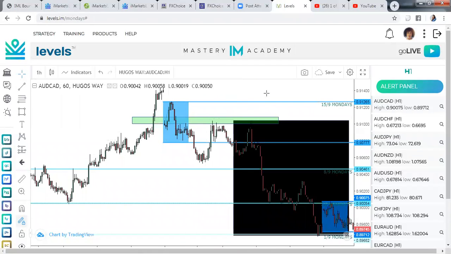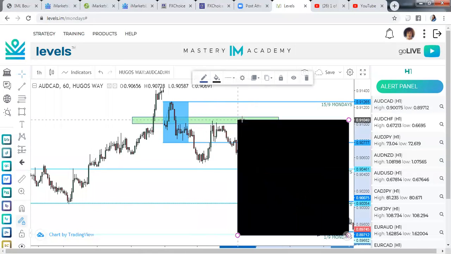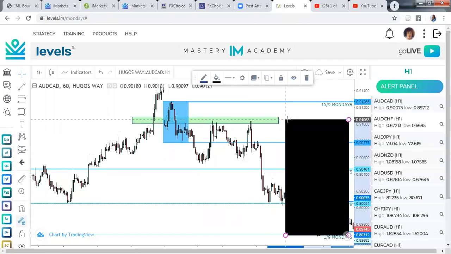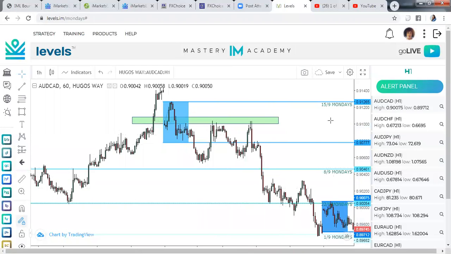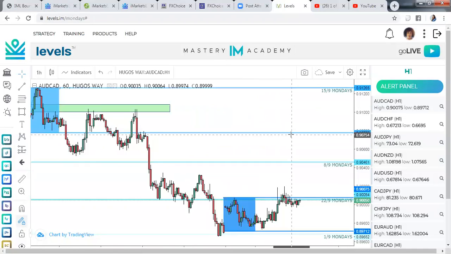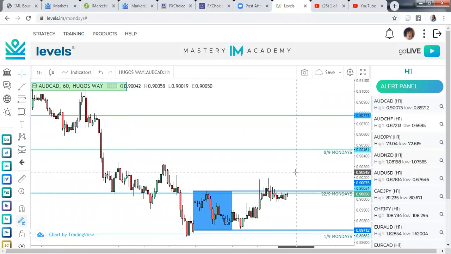You see, if it was above, then we would be looking for it to buy. But because it broke below, we're looking for it to sell, right? Notice what the market did. From here, the market dropped. So if you wanted to use levels, you're literally waiting for the open, high and low of Monday.